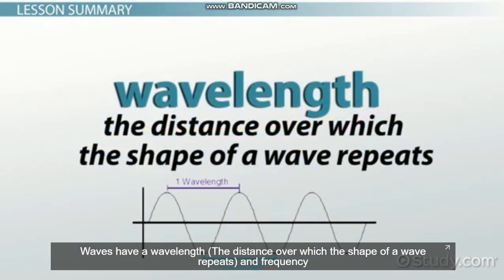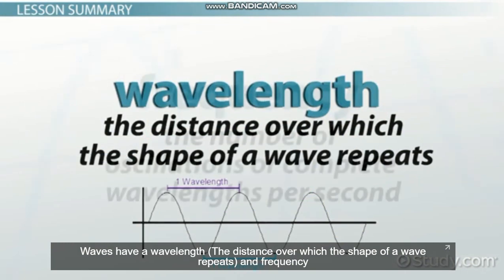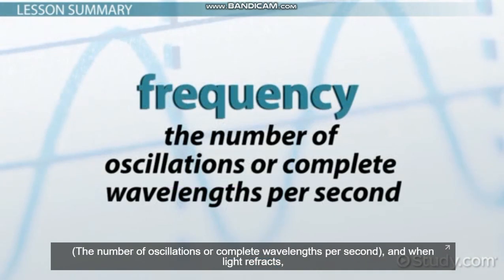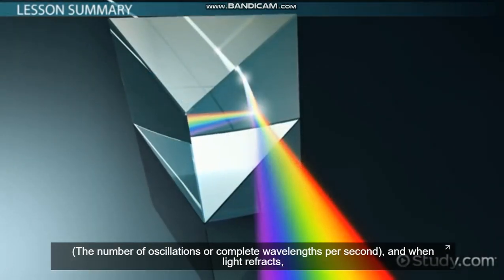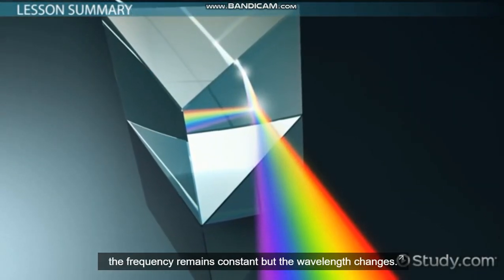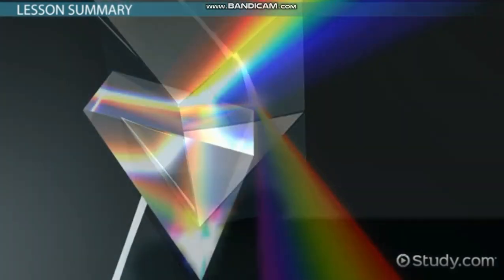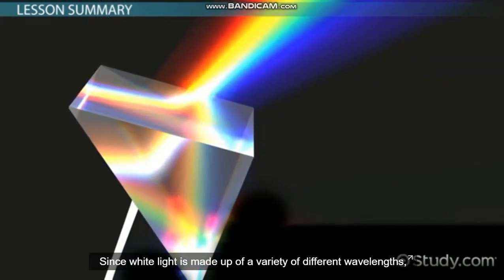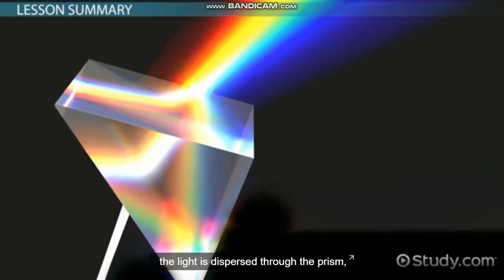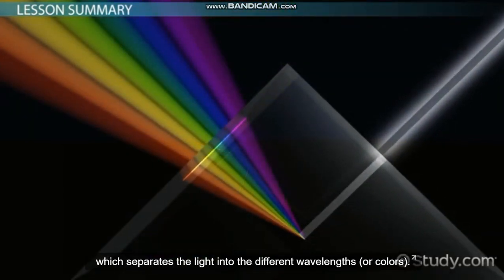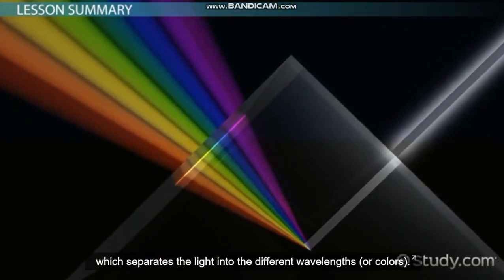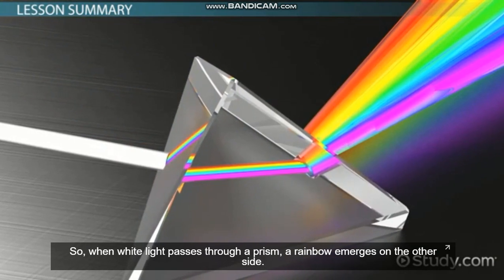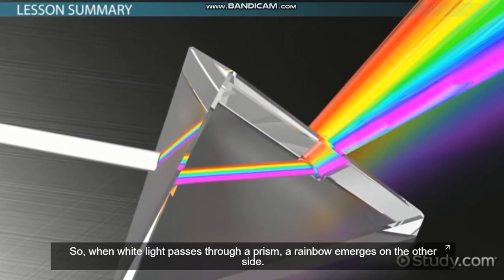Waves have a wavelength, the distance over which the shape of a wave repeats, and frequency, the number of oscillations or complete wavelengths per second. And when light refracts, the frequency remains constant, but the wavelength changes. Since white light is made up of a variety of different wavelengths, the light is dispersed through the prism, which separates the light into different wavelengths, or colors. So when white light passes through a prism, a rainbow emerges on the other side.